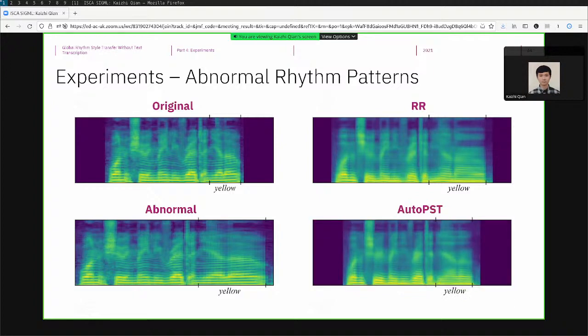The abnormality is greatly alleviated, which verifies that auto-PST can disentangle rhythm information beyond just the overall speech rate.